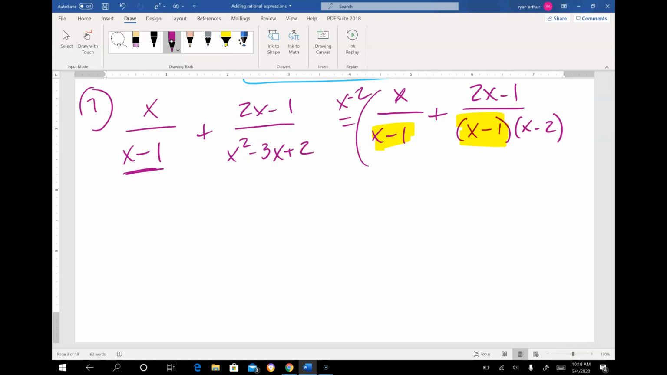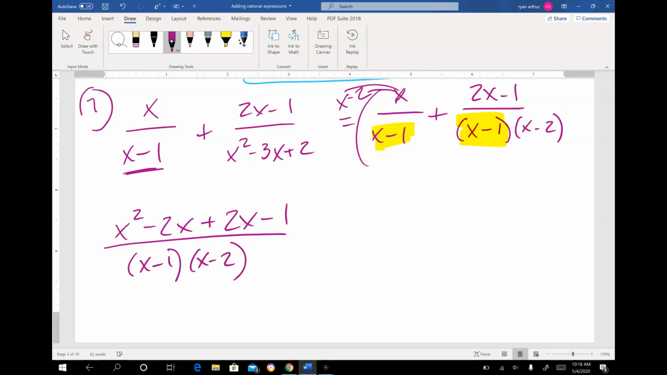No. So we're going to distribute that x, and we're going to get x squared minus 2x plus 2x minus 1 all over, what is their common denominator? x minus 1 and x minus 2. Okay? Clean it up. What happens to the negative 2x and positive 2x? They cancel out. So you're left with x squared minus 1 over x minus 1, x minus 2.